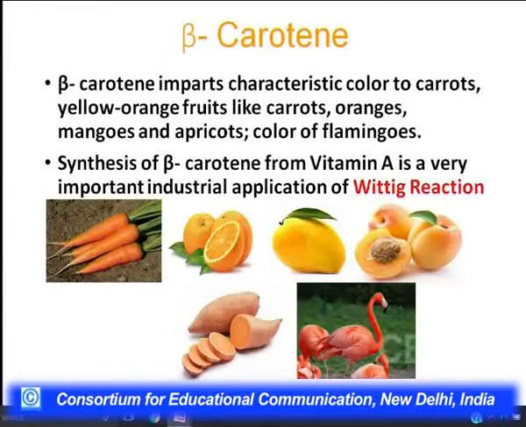Now, if I talk of a practical usage of the Wittig reaction, it has a very important use. We have heard of beta-carotene. What is beta-carotene? Beta-carotene imparts characteristic colors to carrots and yellow fruits like oranges, mangoes, apricots. This is all because of the presence of beta-carotene. Not only this, the color of flamingos is also orange because of the presence of beta-carotene in them. This beta-carotene can be synthesized from vitamin A by the Wittig reaction.